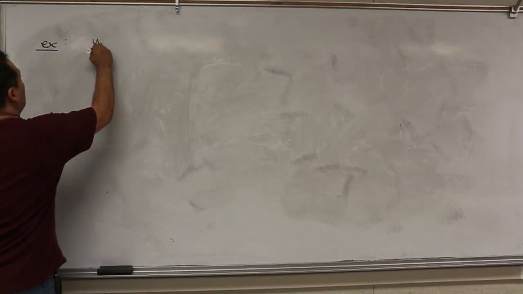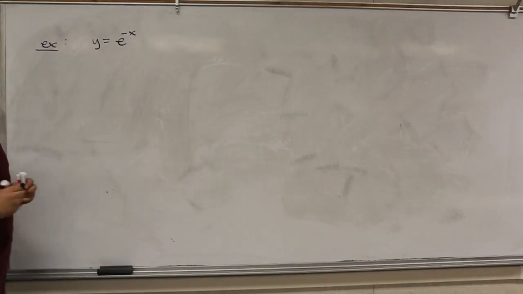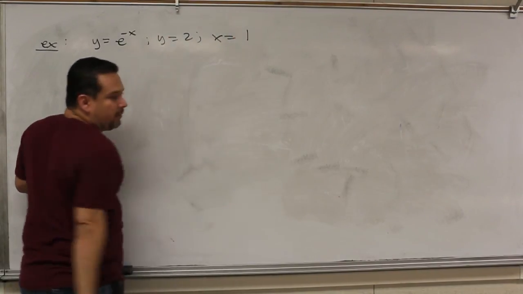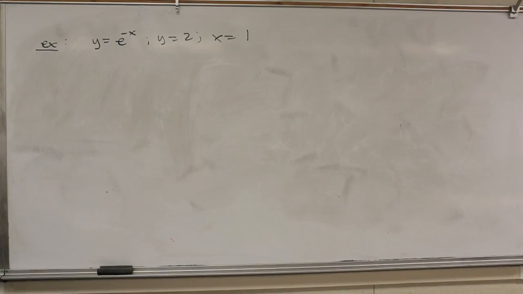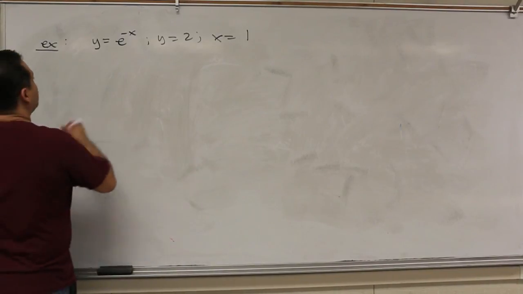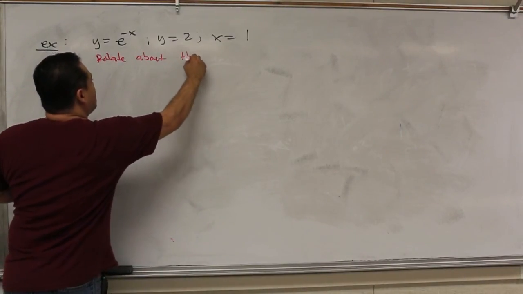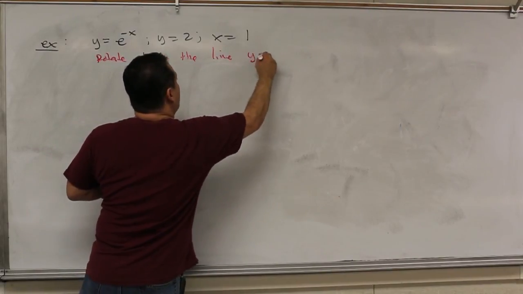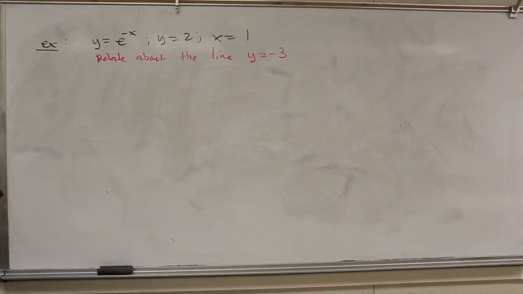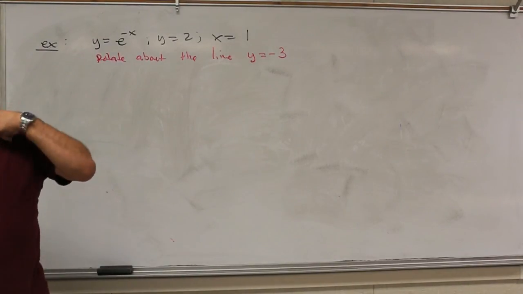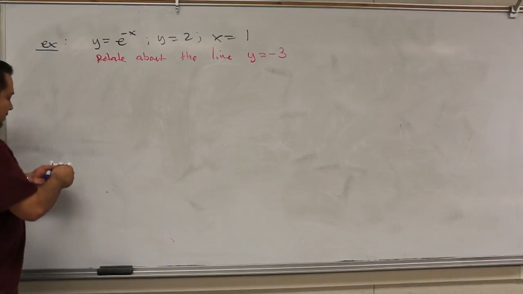Take a look at this. y equals e to the minus x, and y equals 2, and x equals 1. And I think they want you to rotate about the line y is negative 3. Okay, calculus 2 question. So we're going to merge all the ideas we're talking about with this kind of question here. And let's look at the curve.